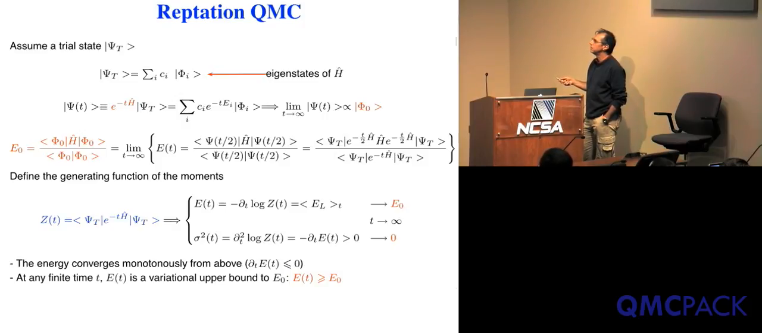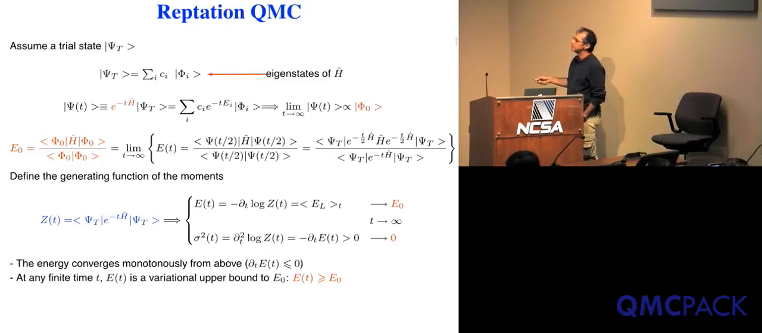So now, if you project half of the time left and half of the time right, then you see that you basically need to compute this function, and then its derivative with time. The first derivative, the derivative of the log of this function, is the average energy, which will be the average of the local energy, and the second derivative is the variance. And then from here you can see that this E of t always converges from above.